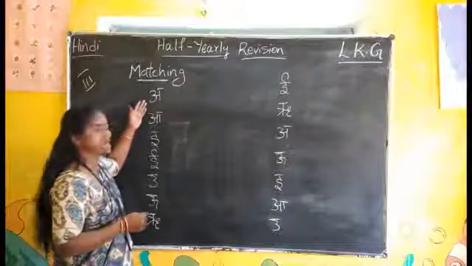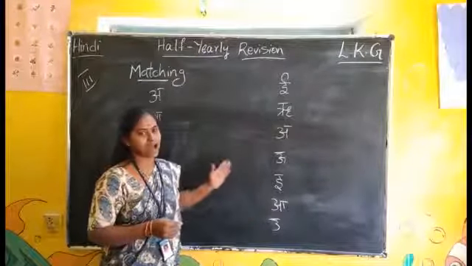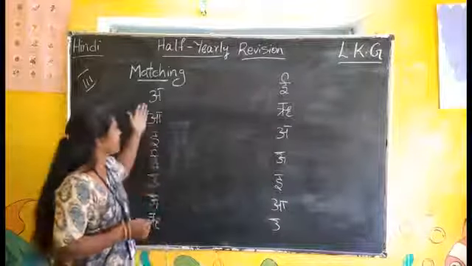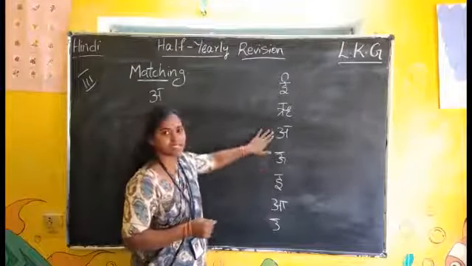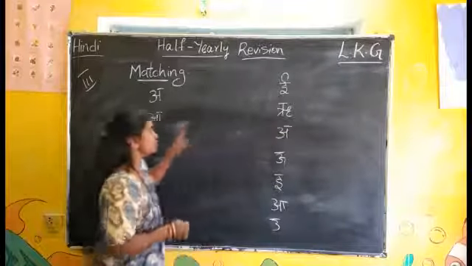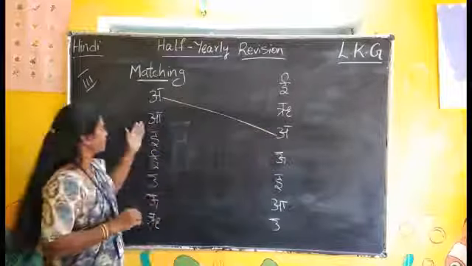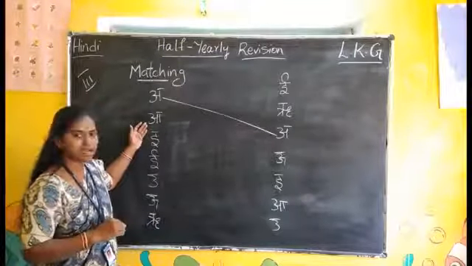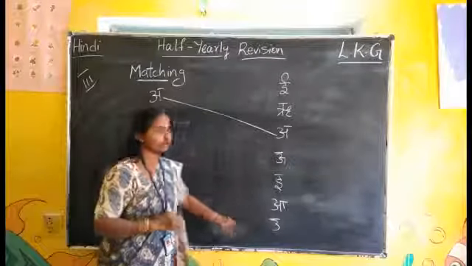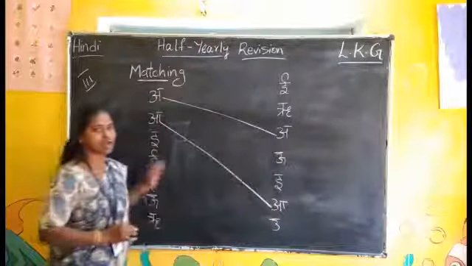Okay, first letter is A, no? You have to search here first where is the letter A and match it. Okay? A. Where is letter A? This is letter A. A say anar, no? So, draw a line A to A. Next one, A say aam. Where is the letter A? Here. Come on, draw a line and match letter A to A.